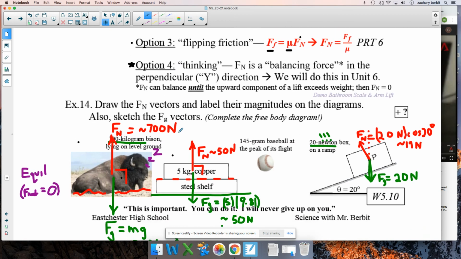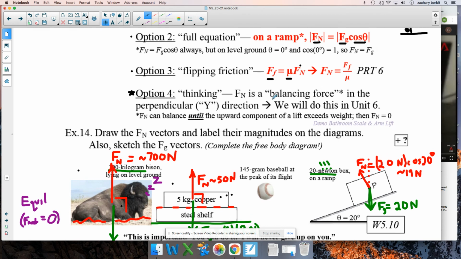However, it gets more complicated when you have things pulling on it. Like if I had a rope attached to this copper shelf and I were pulling on it at an angle, kind of how you pull a sled, then something might change over here. And that whole idea of Fn as a balancing force, that's going to come into play.